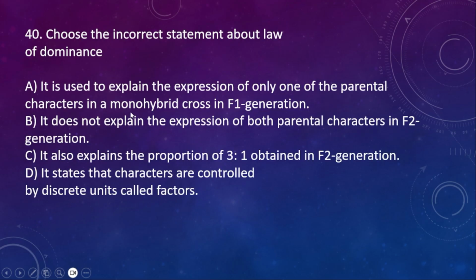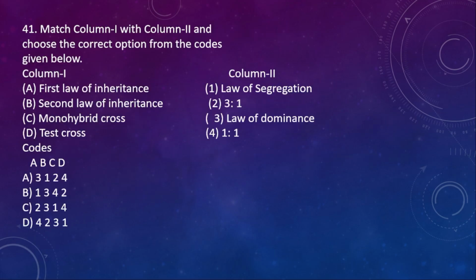This statement is false because the law of dominance does help to explain why both parents' characters reappear in the F2 generation, while the law of segregation explains how the alleles separate. The law of dominance explains why the recessive trait is hidden in F1 and why it only reappears in F2 gen when the dominant factor is absent. So this one is wrong. So here the right option is B, which is the incorrect statement.